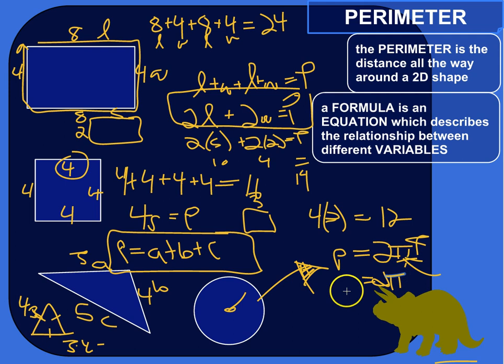So these are all formulas for the perimeter of different two-dimensional shapes. And you can figure out patterns there and write your own formulas. And now that you know where this formula came from, it should be easier for you to use and remember the formula for the perimeter of a rectangle, a square, and a triangle.